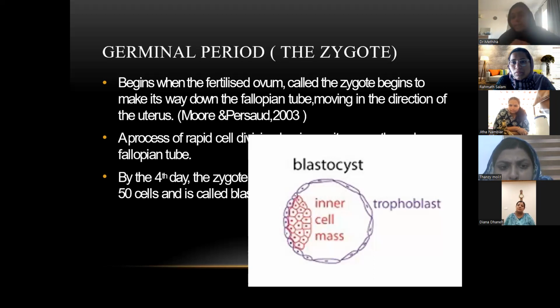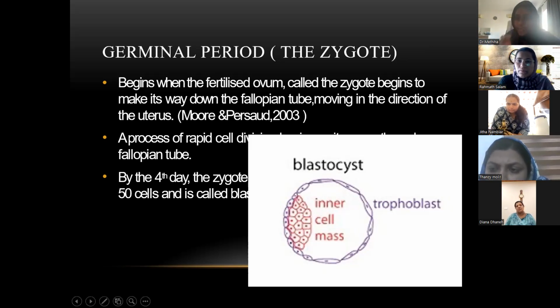And on the way through the process, it undergoes multiple cell divisions. Initially, it was just one cell. On moving, it gets divided, and it keeps on continuing, and it keeps on getting cell division. And by the 4th day after conception, the zygote develops into 50 cells. As you can see in this picture, it moves into a 50 cell pack. It will reach from one cell to 50 cells.